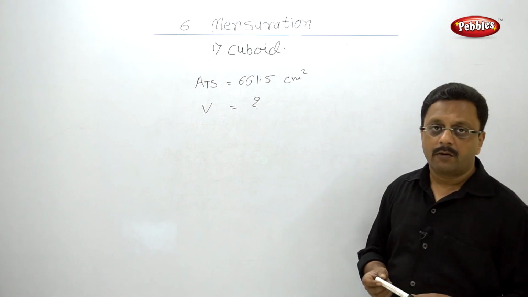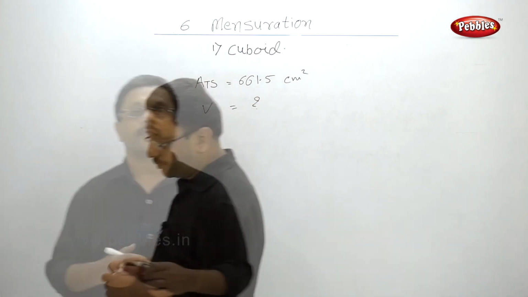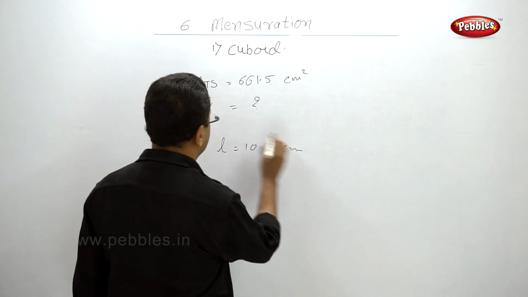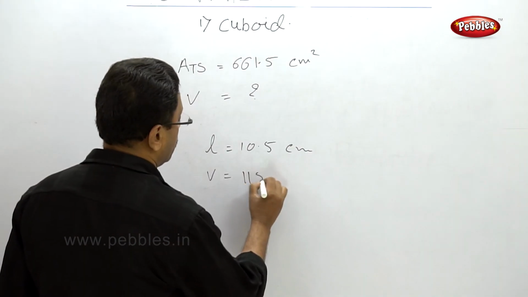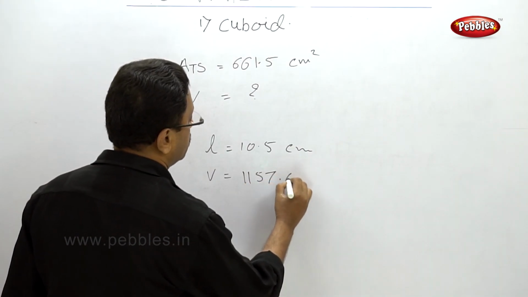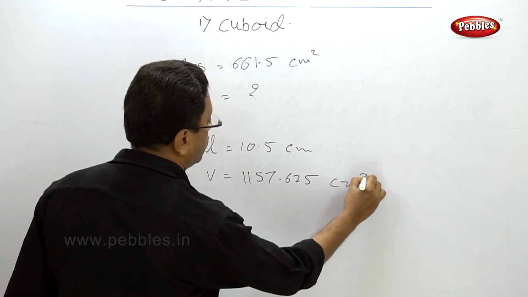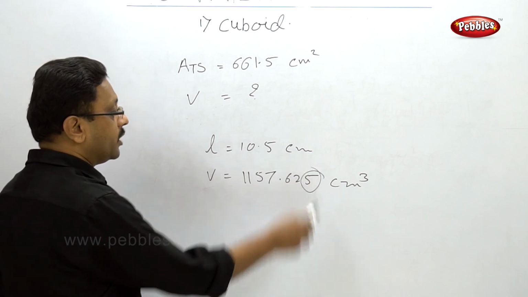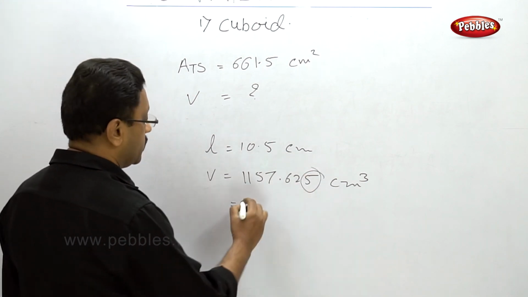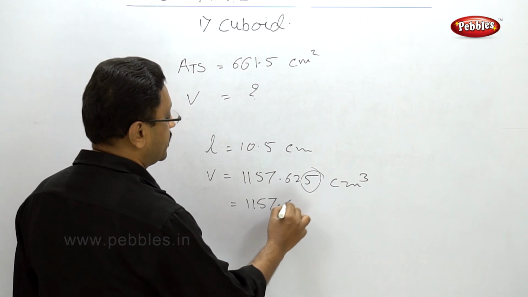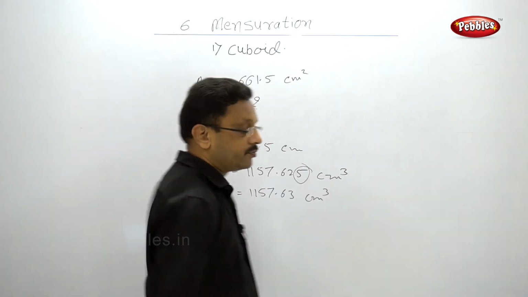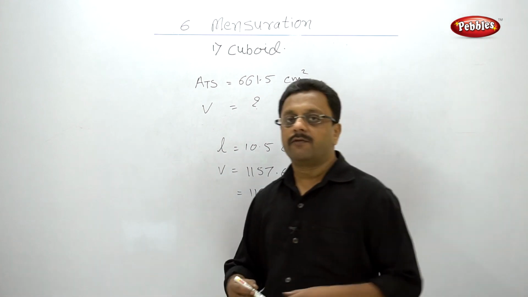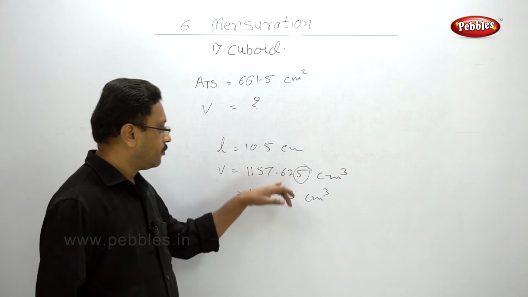Please pause your video and solve this example right now. In this case, the length is 10.5 centimeters and the volume you get is 1157.625 centimeter cube. You are supposed to find out the answer in 2 decimal points, so you can round this, 5, so 1157.63 centimeter cube, or you can keep 625 as it is, but generally at your level you should round off to 2 decimal points.